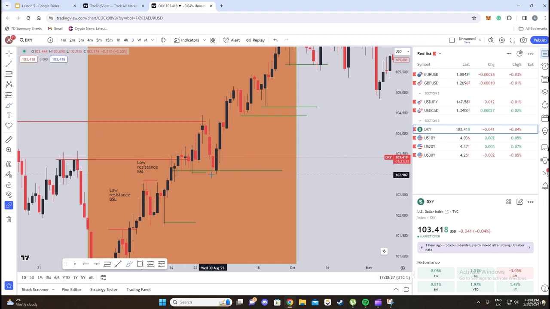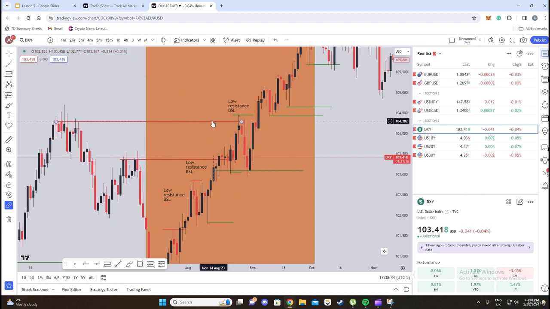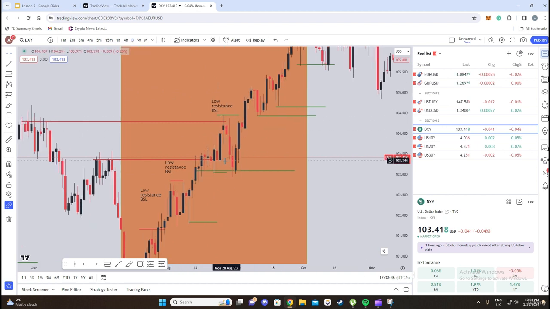So price took out the sell side, and you guessed it, the next target would be what? The low resistance buy side liquidity. Same thing here. Oops, how did I make the same mistake twice? That's crazy. Low resistance buy side liquidity. So once it took out the short-term sell side, where's the next ideal position?